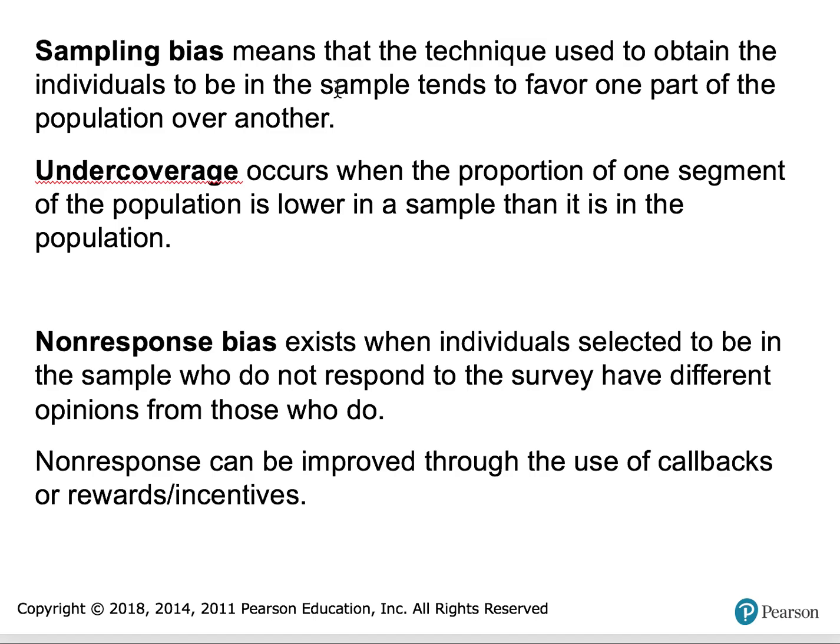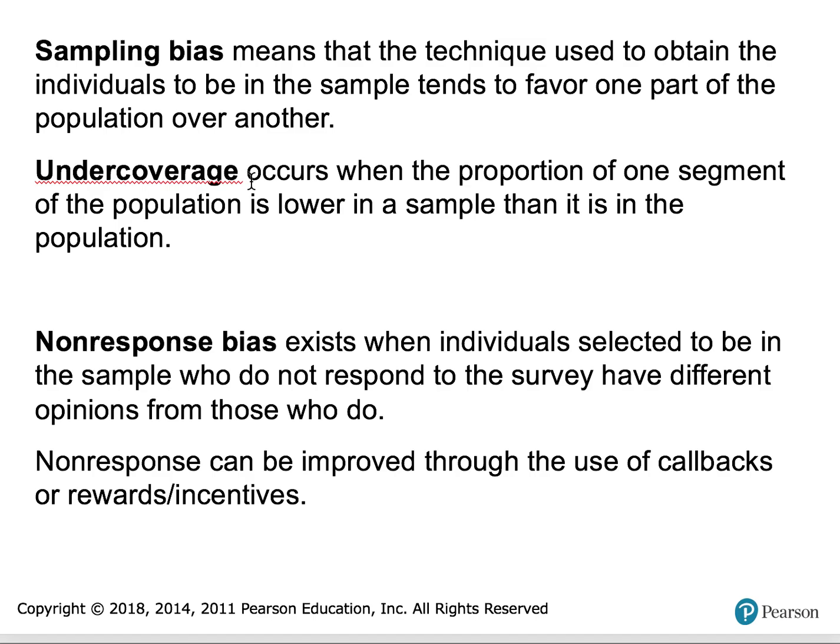Sampling bias means that the technique used to obtain the individuals to be in the sample tends to favor one part of the population over another. Undercoverage occurs when the proportion of one segment of the population is lower in a sample than it is in the population. For example, the most classic case of this was in 1936 when the Literary Digest did a survey to see if they could predict who was going to win the presidential election.